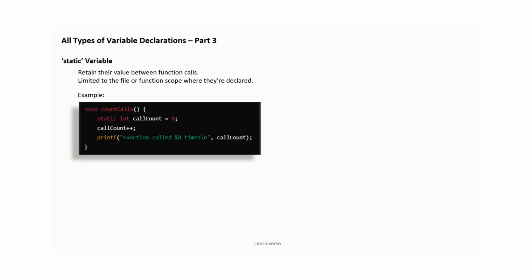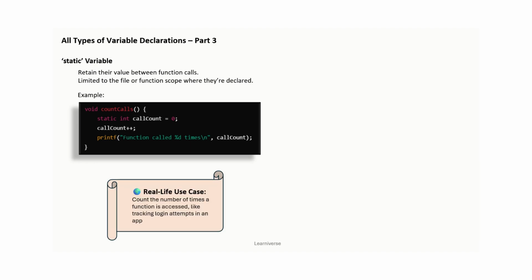Next one is static variables. Static variables retain their value between function calls and are limited in scope. This is one of the examples. And coming to the real life use case, count the number of times a function is accessed, like tracking login attempts in an application.